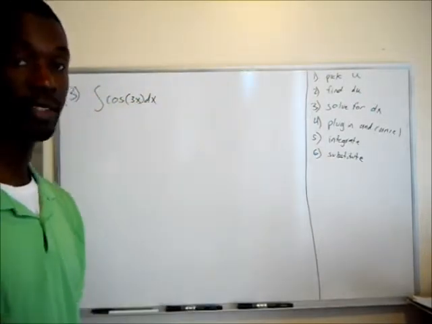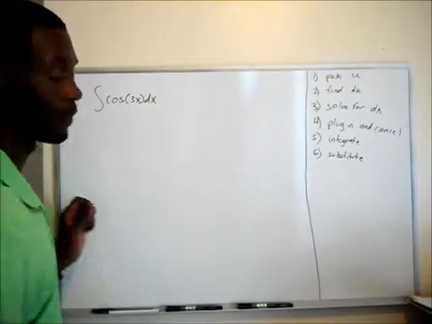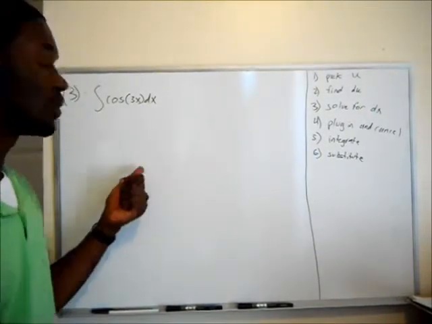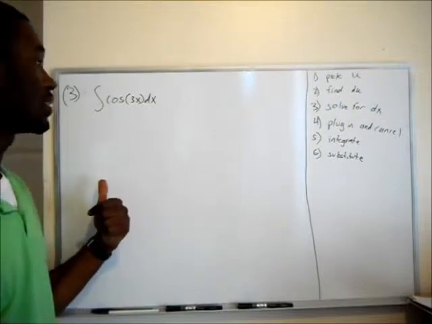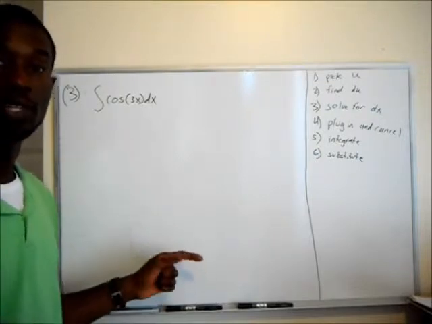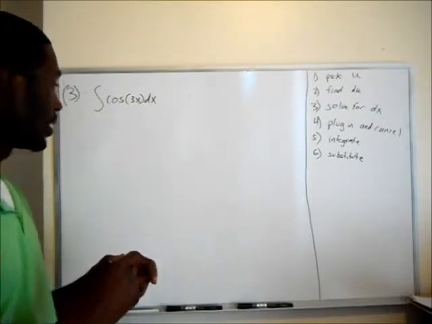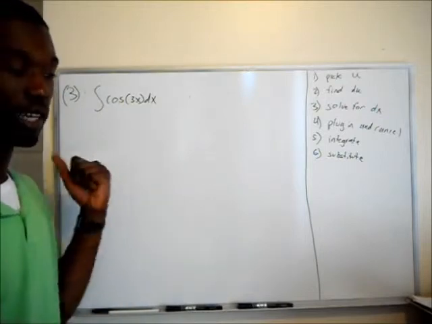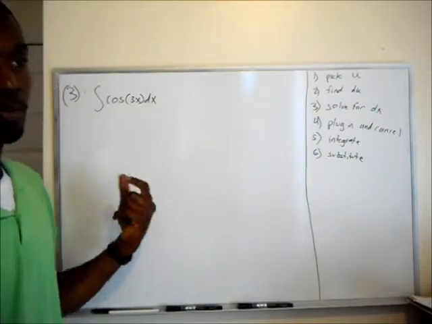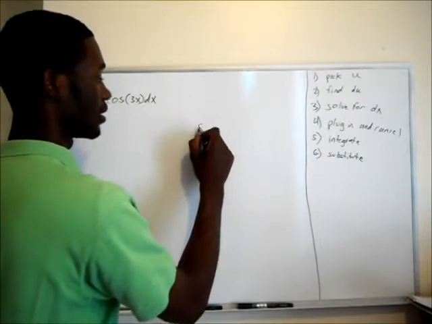Okay, next is number 3. For this one, you can sort of reason out what the answer is. You know it has to be a sine, because when you take the derivative, you're going to get cosine. And this is asking, what did you differentiate to get cosine? So let's say we picked sine 3x as our answer.